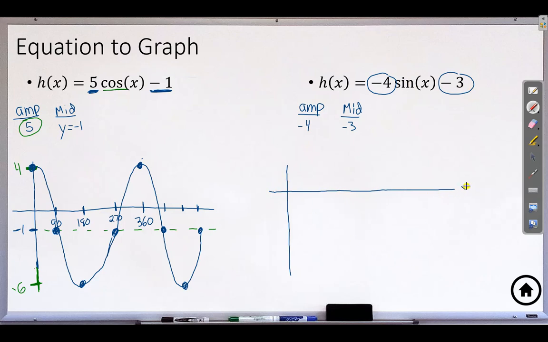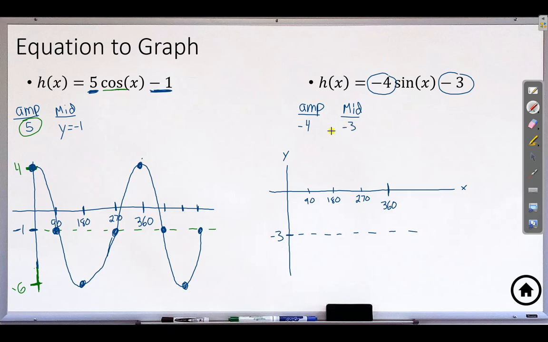So here's my x-axis, and here's my y-axis. I'm not changing the period on us this time again, so our period is again 360 degrees. Cut it in half, gives us 180, and then 90, and 270 there. Now our midline is down here at -3, so I'm going to come down here to -3 and draw the midline. That's usually where you want to start, at the midline.